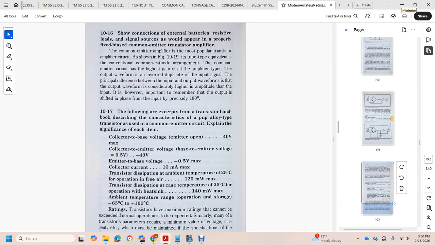Max collector current in milliamps. Max transistor dissipation at ambient temperature of 25 degrees Celsius is rated at 120 milliwatts. Max transistor dissipation with the case at 25 degrees Celsius with a heat sink is 140 milliwatts. Max ambient temperature operating range is negative 65 degrees Celsius to 100 degrees Celsius.